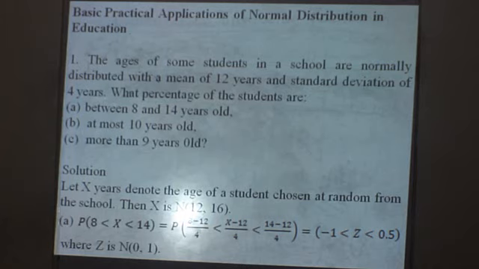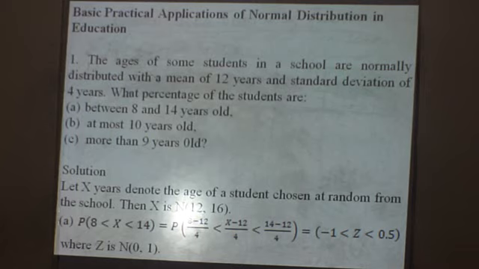First, question 1. The ages of some students in a school are normally distributed with a mean of 12 years and a standard deviation of 4 years. A. What percentage of the students are between 8 and 14 years old? B. What percentage of the students are at most 10 years old? C. What percentage of the students are more than 9 years old?